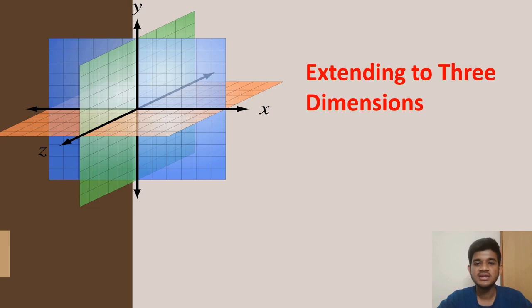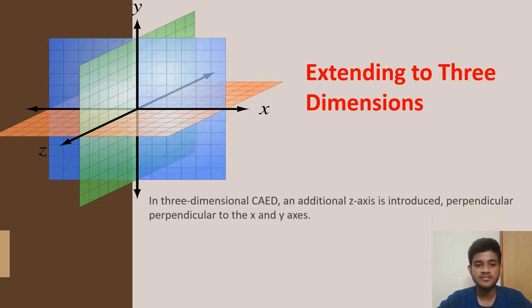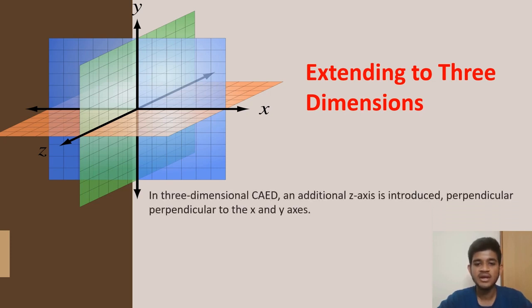Now let us see extending to 3 dimensions. In 3 dimension CAD, an additional z-axis is introduced perpendicular to x and y axis. The z-axis represents the depth or height dimension.